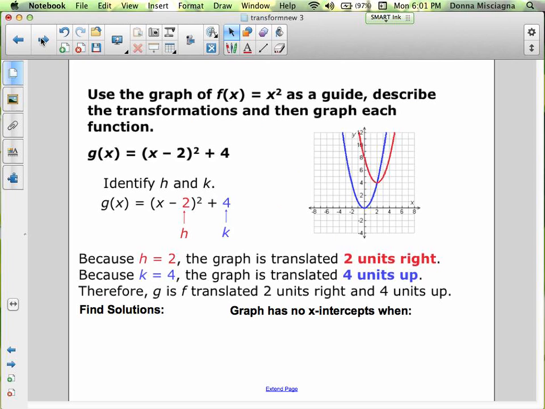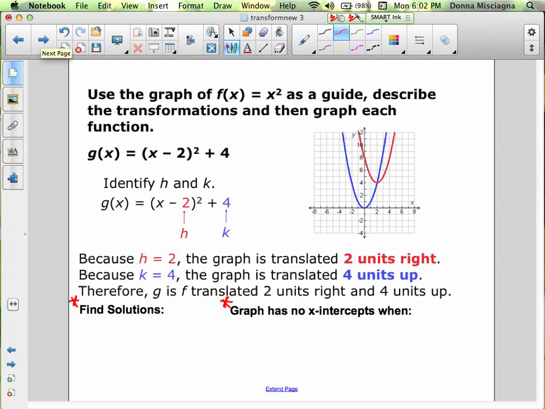Let's take a look at this graph. It's already graphed for us. We're just going to talk about this graph. And then we're also going to find the solutions, a little practice there, and we're going to talk about when a graph of a quadratic function has no x-intercepts. This is in your notes, and I'm going to have you write this part and this part down. If there's anything else, I'll write that down as well.